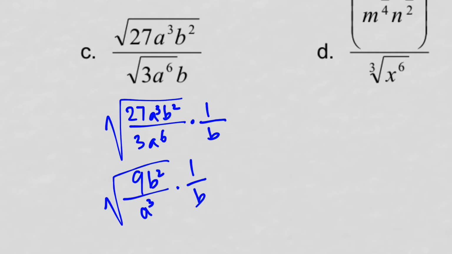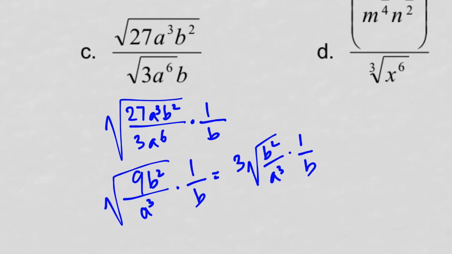Okay. What can I do next? Well, I can simplify the radical 9. Radical 9 is just 3, isn't it? So we can take that out over a cubed.